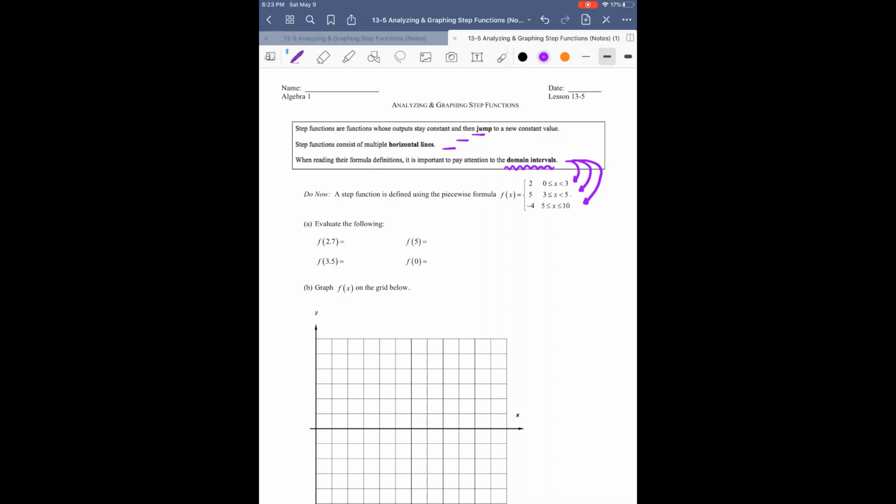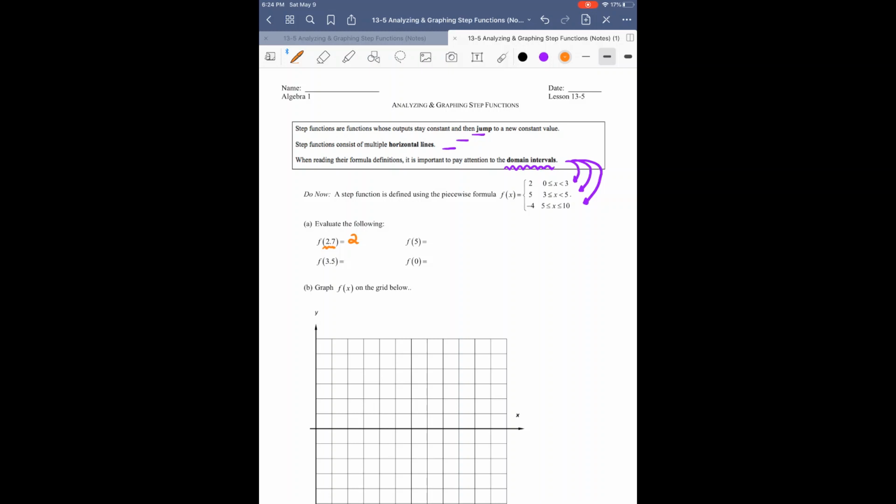Okay. Part A, when we're evaluating the functions, we want to see where each of our x values fall in the given domains. So for the first question, I have my x value is 2.7. So I want to look at the domains and see where 2.7 falls. So in the first domain given, we have numbers that are between 0 and 3. So since 2.7 is between 0 and 3, our output is going to be 2.